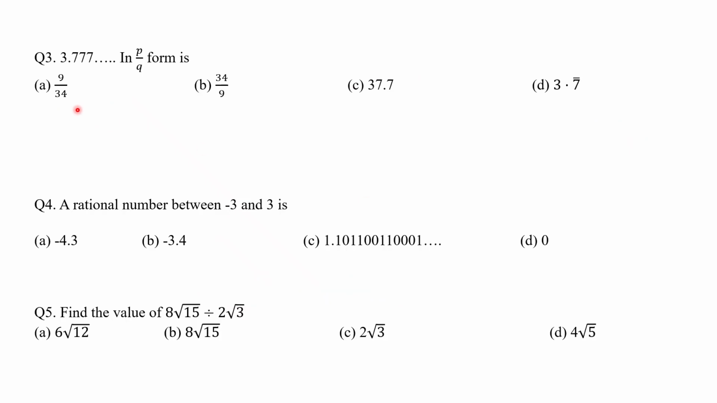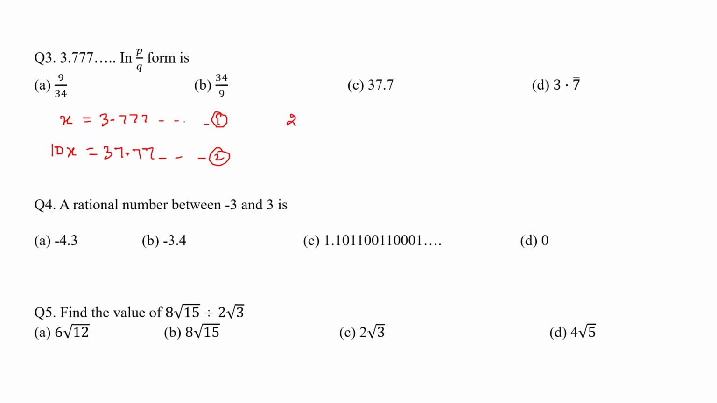Now in question number 3, it is given as 3.777, where 7 is repeating, and you have to give the answer in p by q form. So let's do it. I'm going to assume 3.777 as x. Now only 7 is repeating, isn't it? If only one number is repeating, we have to multiply this with 10. So it will give me 10x equal to 37.77 and so on. Now this is equation number 1, this is equation number 2.